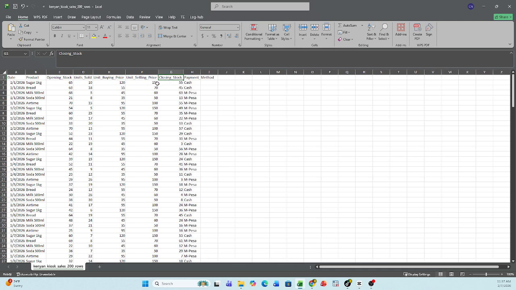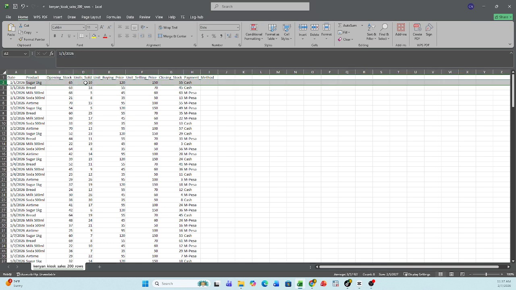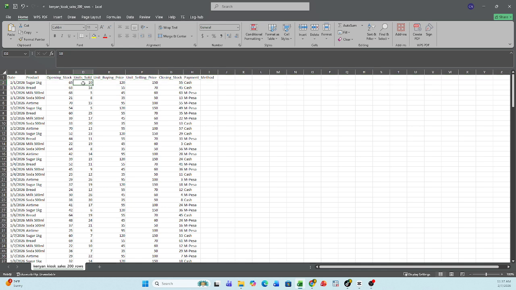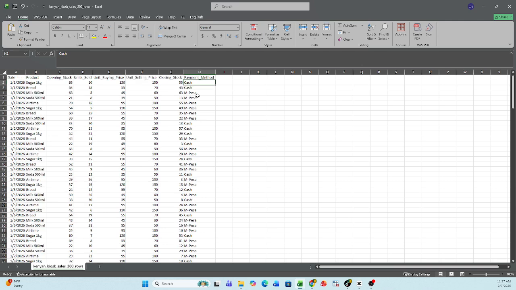After having this transaction, how much was left in stock. For instance, you can see in this specific transaction 10 units were sold out of 65, then 55 remains. The payment method was cash. There are various payment methods.